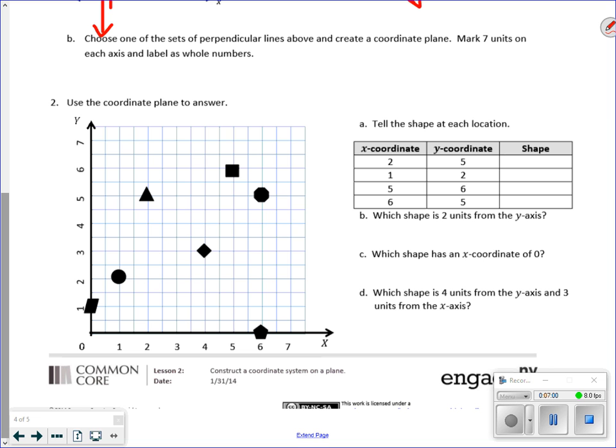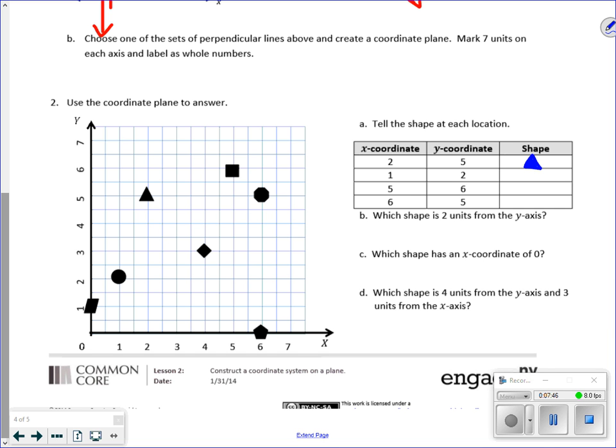So, here, I want you on your graph paper. At x coordinate 2, y coordinate 5, what shape is there? So, x coordinate 2, y coordinate 5, it is the triangle. You always do x and then y. Because if you try to do 5, 2, there's nothing there.